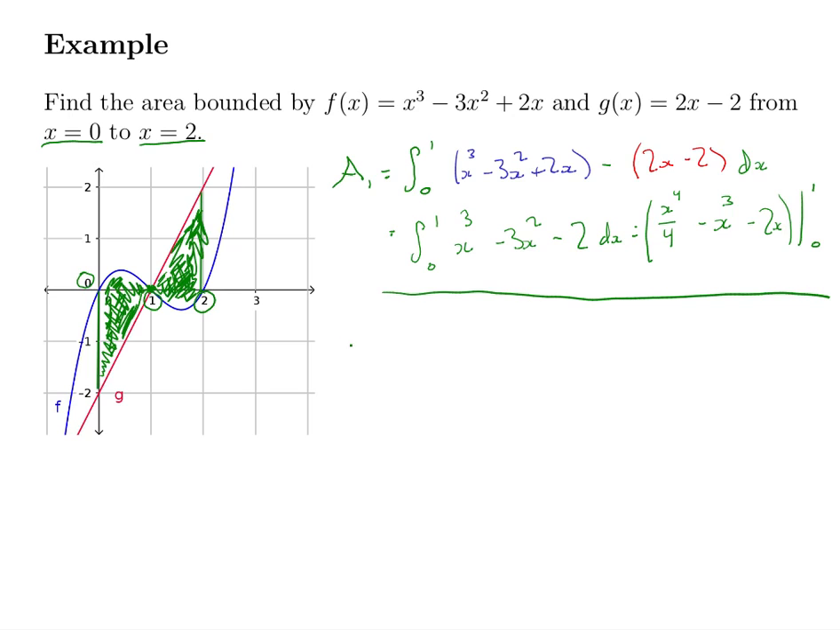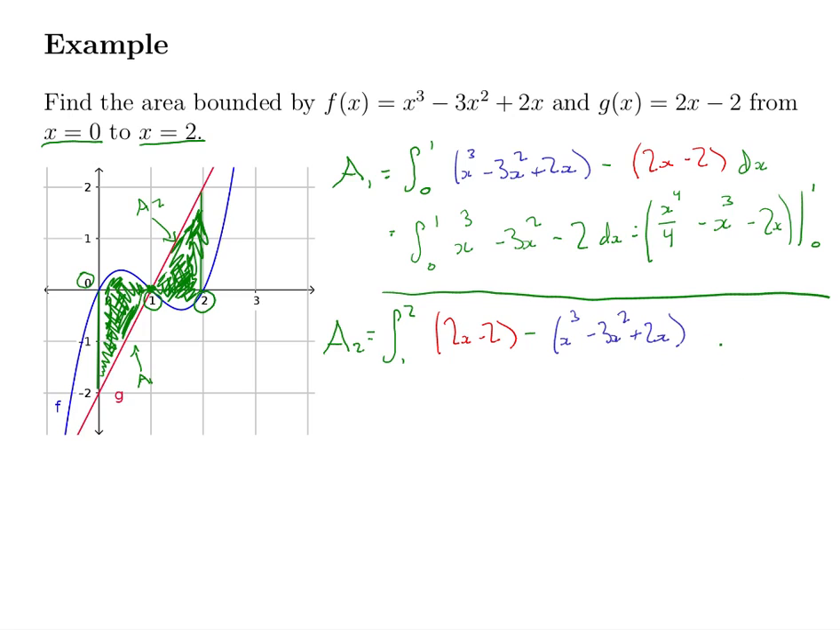Let's set up our second area, and we'll see how it looks the same, how it looks different, and we'll go from there. Area 2 is going to be this shape here. So this is our first area that we calculated, and this one will be our second one. We're going from 1 up to 2 now, so our limits of integration are going to be different. And you'll also notice that the functions switch which one is on top. So 2x minus 2, our red function, is the one that goes first, and then we're going to subtract our blue function, x cubed minus 3x squared plus 2x.